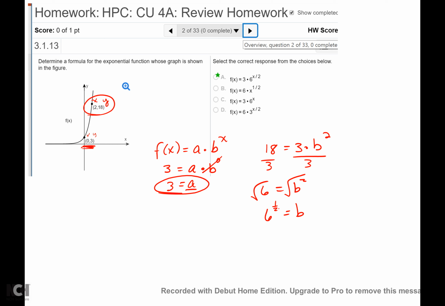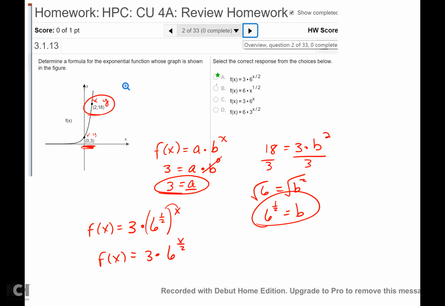So what we have now, then, is there's my b, there's my a, so my function is f of x equals a, which is 3, times b, which is 6 to the 1 half, to the x. Okay, and then they don't leave it like this. What they did is powered that power, so they said the function is 3 times 6 to the x over 2, which is right there. All right.